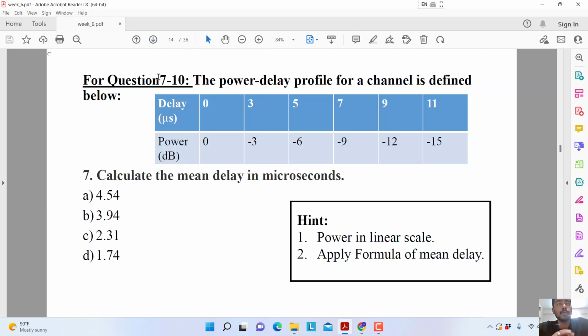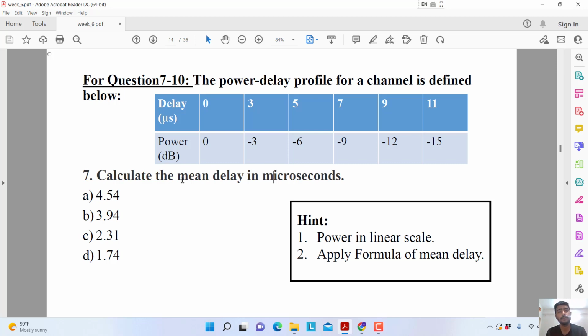Okay. Questions 7 to 10 are all linked questions. A table is given. The first row is the delay, and the second row represents the power in dB. The question is that the power delay profile for a channel is defined below. We have to calculate the mean delay in microseconds.